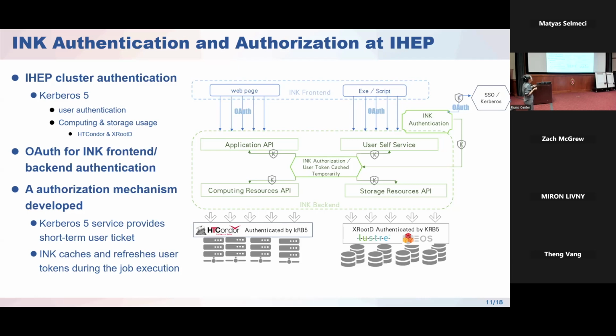And here is the Kerberos service in our batch system. We created a mechanism where the Kerberos service provides short-term user tickets, and we cache them here in the INK and refresh them. The INK is responsible for refreshing these user tokens during job execution.